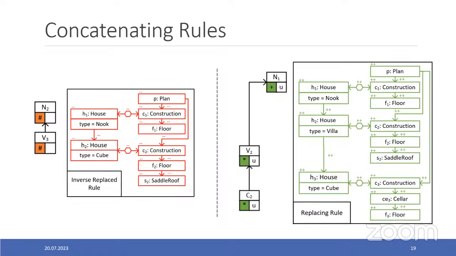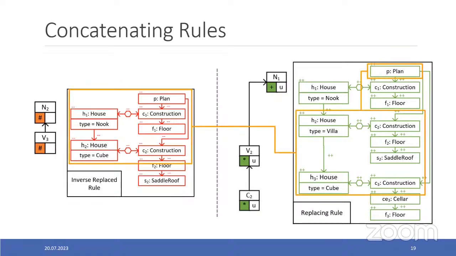So this is the replace rule, and on the other side, you have the rule applications that you want to replace these with. So we know in the end, we want to have a NUC rule followed by a Villa rule and then a cube rule. And again, you concatenate them. And then what you do is you overlap them.